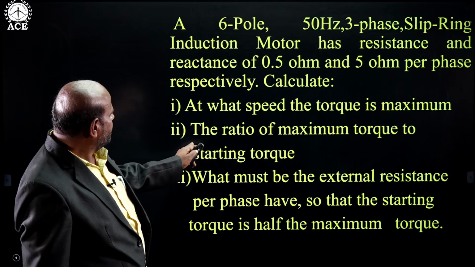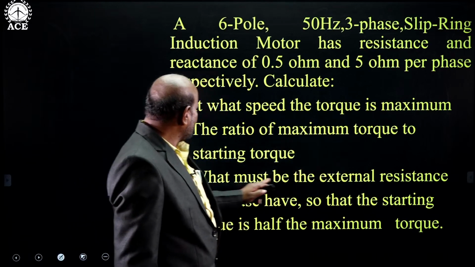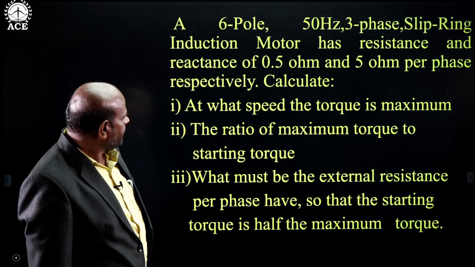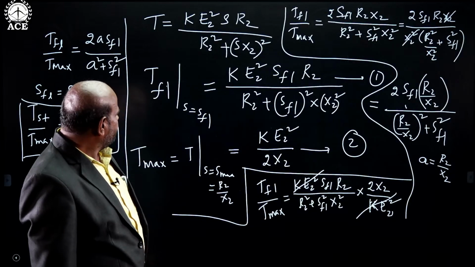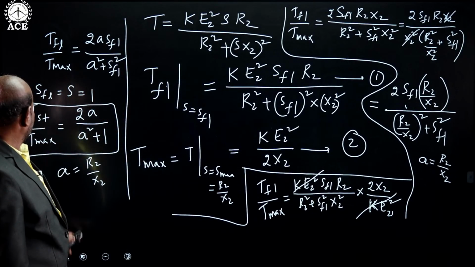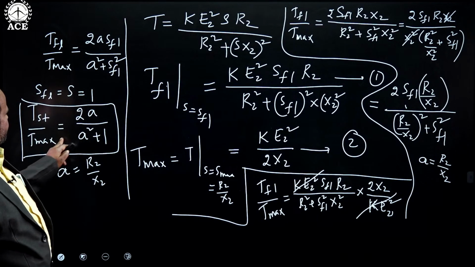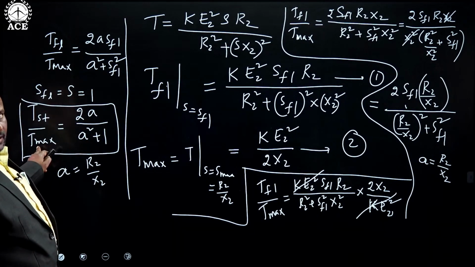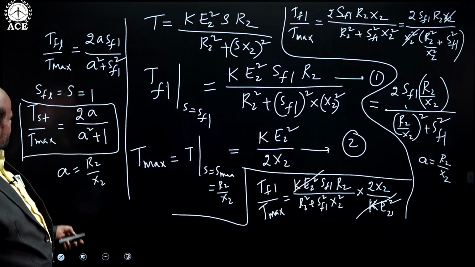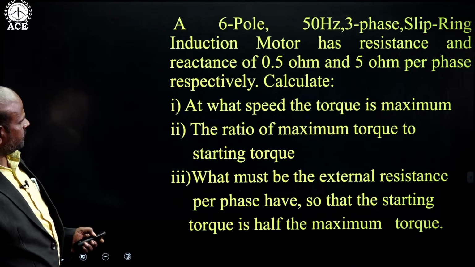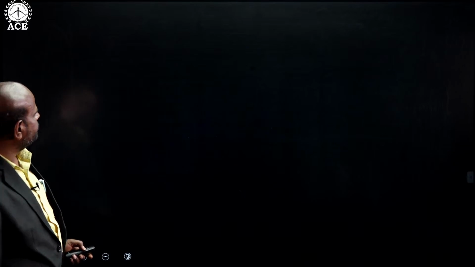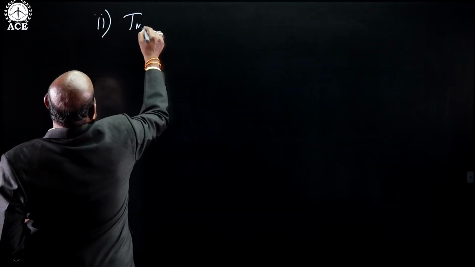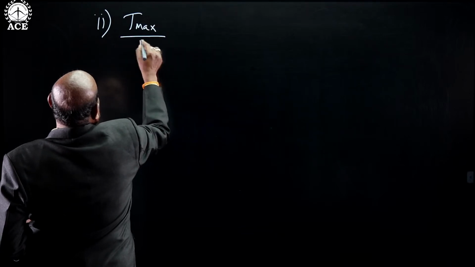Next, go for the second bit: the ratio of maximum torque to starting torque. Already we have derived the ratio of starting torque to maximum torque is 2a by a square plus 1. But he is asking the ratio of maximum torque to starting torque.